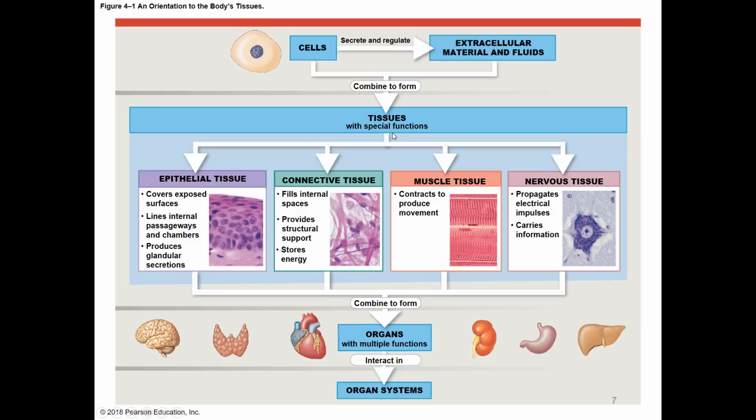Tissues can be divided up into 4 categories. Epithelial, which we talked about is going to cover and line body surfaces. Connective, which is found filling internal spaces, giving support and storing energy mainly in the form of fat. Muscle tissue for contraction, and nervous tissue to carry information and send signals. If we combine all 4 of those tissues, we create organs, which interact with accessories or other organs to form organ systems.